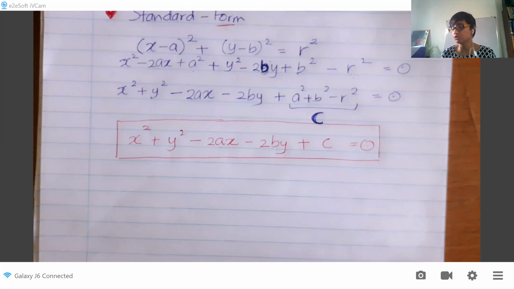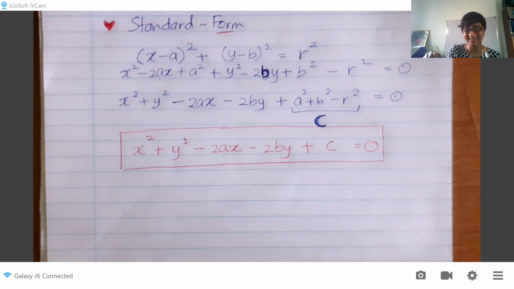What you have to know is, now I started with the center radius form and I turned it into the standard form. Can we go backwards? If I give you an equation of a circle in standard form, can you go back to the center radius form? This is interesting. You can do it. And that's what we are going to do next.